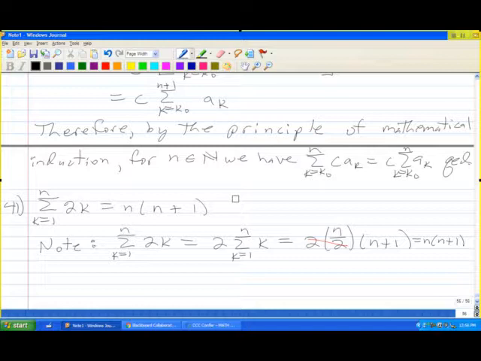Now, of course, they didn't want us to do it that way. They wanted us to use mathematical induction. So let's use mathematical induction to show this. And so we have here that, well, let's do the initial case.